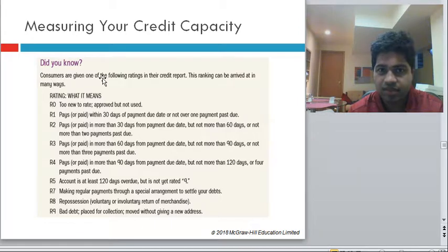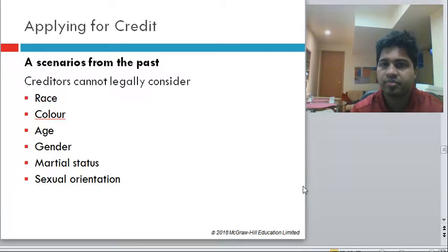Did you know consumers are given one of the following ratings? So these are the rating mechanisms. R0, too new to rate. So you can just read through. These are the different meanings.